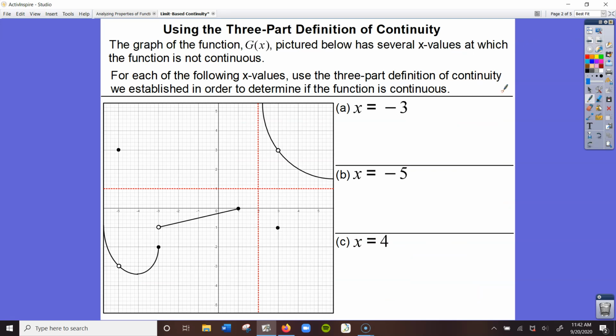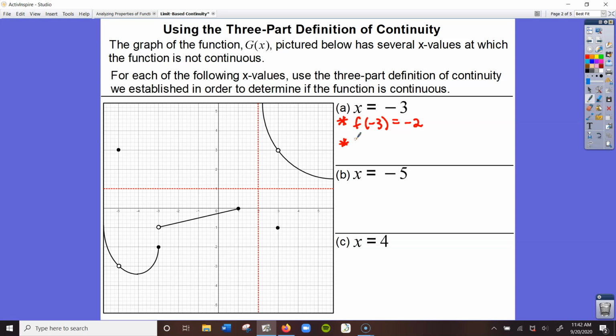So now we're going to practice using this three-part definition of continuity. First, remember you have to check for the defined value. So at x is equal to negative 3, I do have a defined value. So f of negative 3 is equal to negative 2. Even though I have the graph, I can tell that this is not continuous. I still want to go through my three-part definition so I can state exactly why it's not continuous.